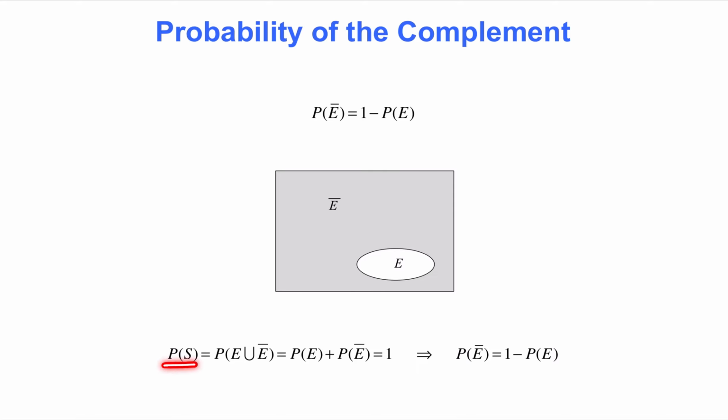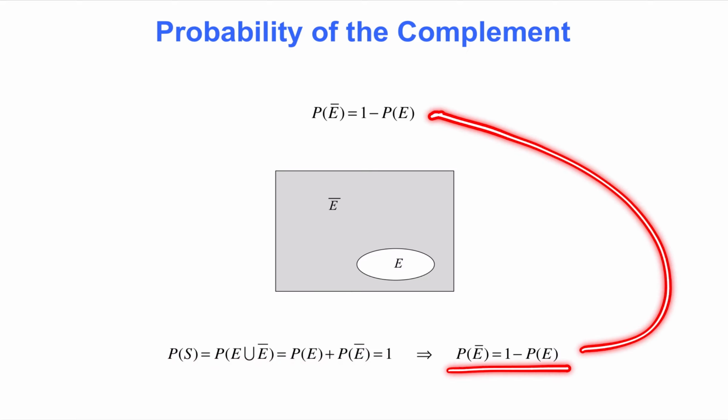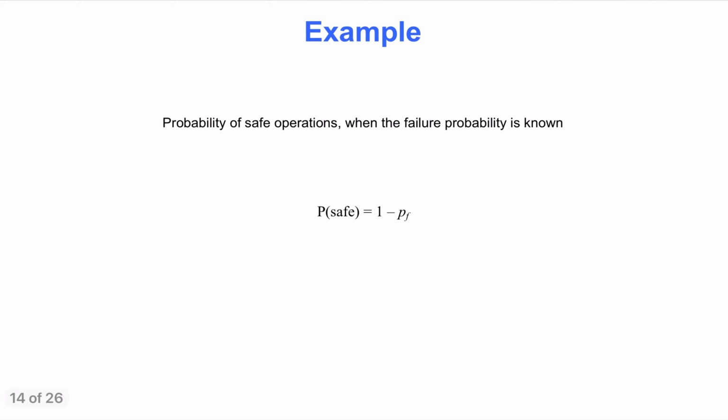First, we use the third axiom to say that the probability of the entire outcome space, which is the union of the event E and its complement, is the sum of the probability of E and the probability of the complement of E. Next, we use the second axiom to say that the sum is equal to 1. In the end, we solve for the probability of the complement in order to prove this rule of probability. The next slide shows a simple example of using that probability rule.